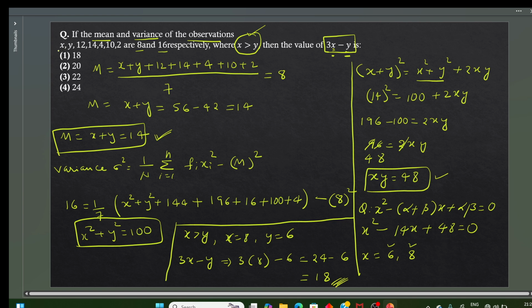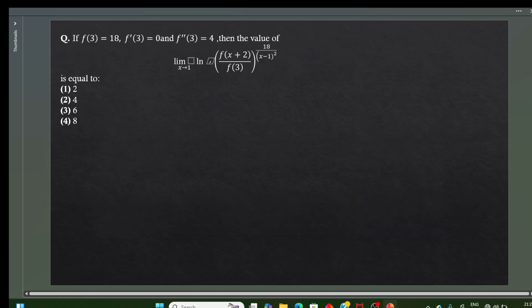So 18 means option 1 is the correct answer. Clear? Yes. Next, go to the next question.